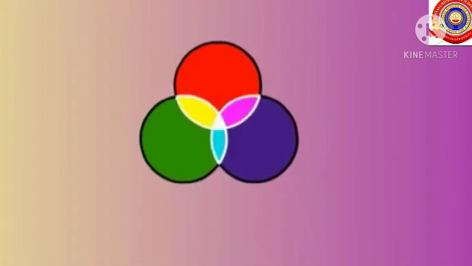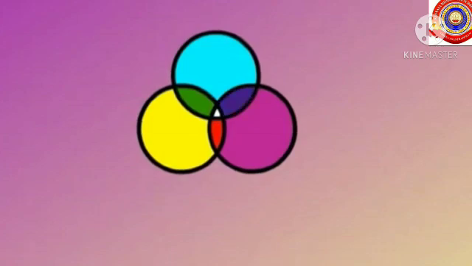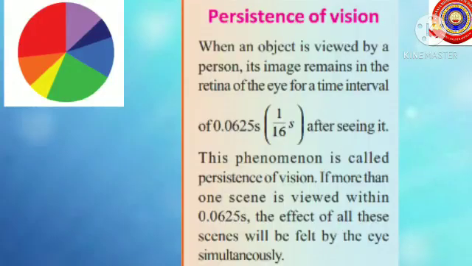So these secondary colors are also known as complementary colors. In correct combination, they can give back the primary colors. Yellow and cyan give green, cyan and magenta give blue, magenta and yellow give red, as shown here. So the disc appeared white due to persistence of vision. So let's see what is persistence of vision.